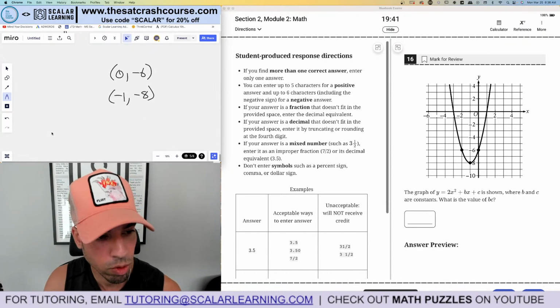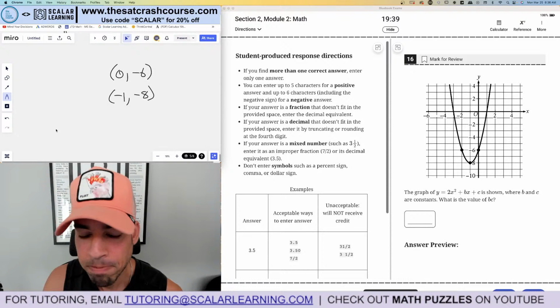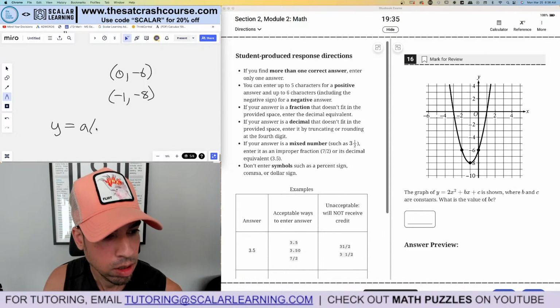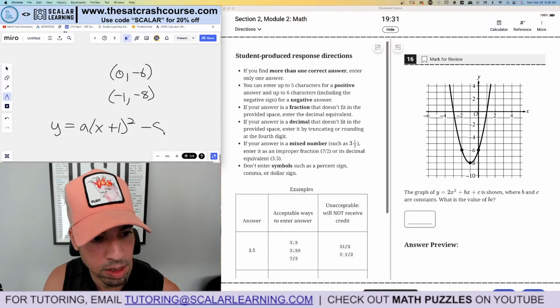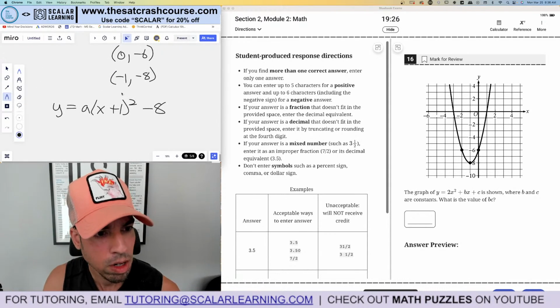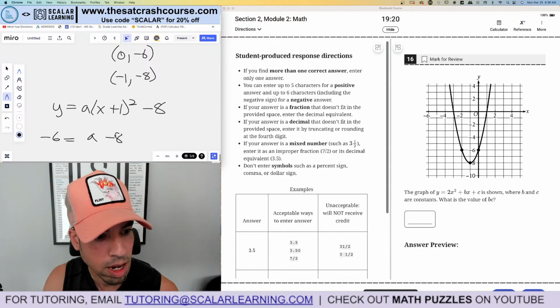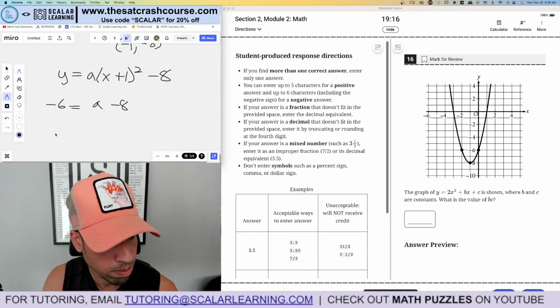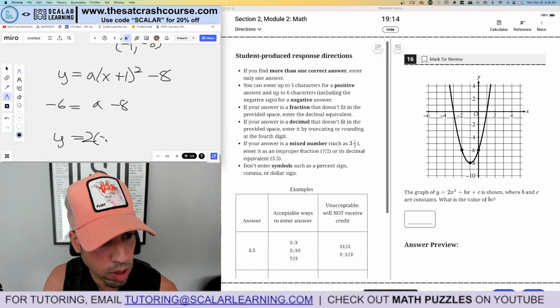I know what we're going to do. We're going to use vertex form. Here, check this out. y is equal to a times (x minus -1, or plus 1) squared minus 8. And then we've got to figure out what a is, and we can do that by plugging in that y-intercept. If I plug in 0 for x, that's a minus 8 equals -6. Add 8 to the other side. a is equal to 2. So then my function is y equals 2(x plus 1) squared minus 8.